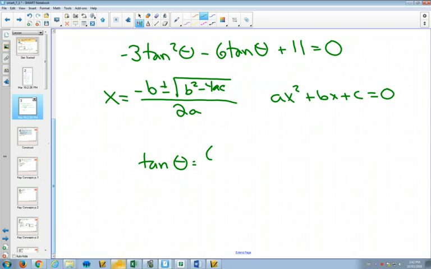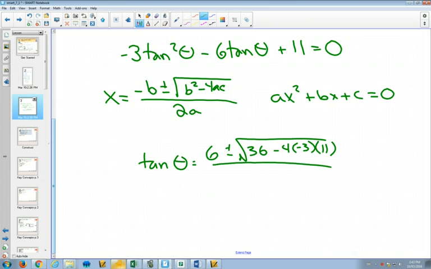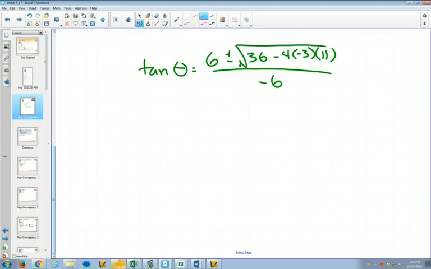So negative b, with b being negative 6, would be 6, plus or minus the square root of b squared, which would be 36, minus 4 times a, which is now negative 3, times c, which is 11. See, if I had kept it as positive 3, you would have got a negative inside your square root, which is not possible, and you could have right away said there's no solution. The question would be way too easy. So now we are going to get something inside there. And this whole thing is divided by 2a, which is divided by negative 6. Just simplifying this a little bit, we get 6 plus or minus the square root of 36 plus 132, which is 168.